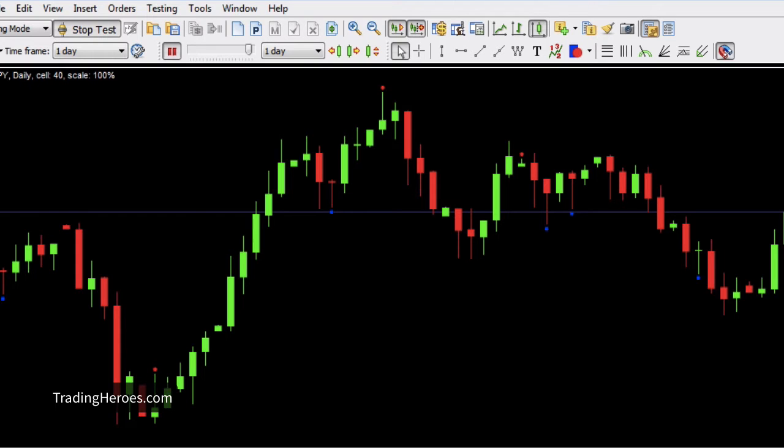So same thing here. For a Pinocchio bar, it's going to look like this. This is the tail or the wick here, and this is going to be the body, and this is going to be the whole candle. So you're looking for a bar that has a big wick or a tail compared to the body. And you also want this tail to be at the end, at either the top or the bottom of the whole candle.